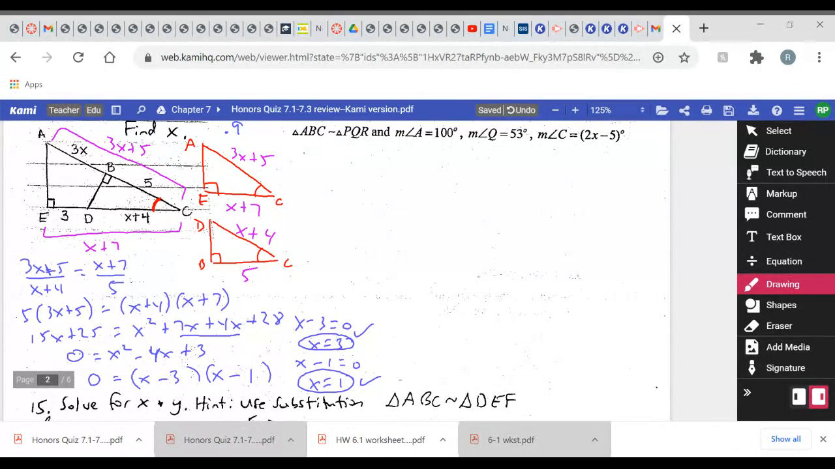Okay, if you look now at number, I believe it's 14. Yes, number 14. Then they didn't give me a picture this time, so I'd recommend drawing a picture. So if I go ahead and draw triangle ABC, and I'll go ahead and draw PQR.